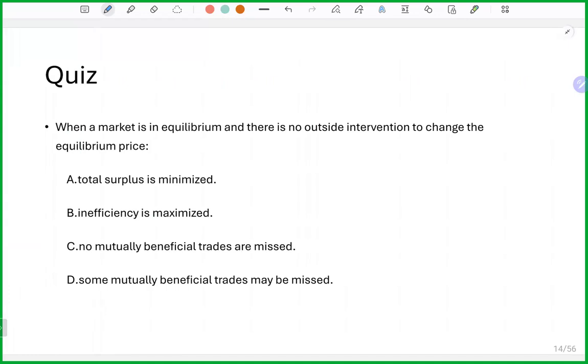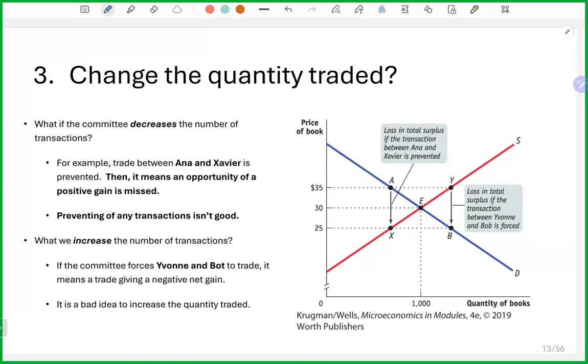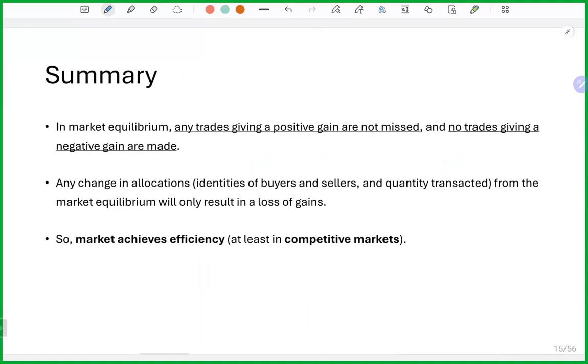No inefficient trades are made. Trades between Ivan and B would be inefficient trades. In market equilibrium, no trades giving a positive gain are missed, and no trades giving a negative gain are made. Any change in allocation from the market equilibrium will only result in a loss of gains.